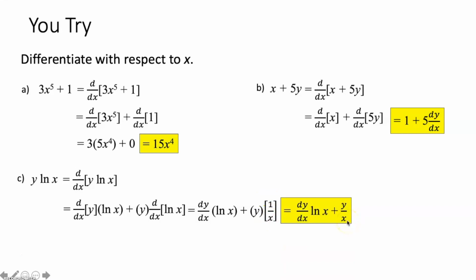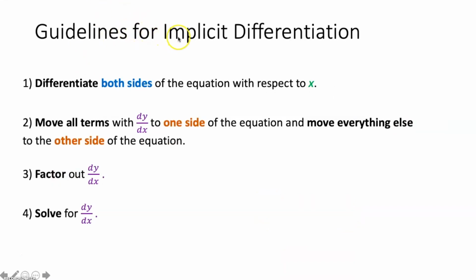And you're done. Now let's quickly go over the guidelines for implicit differentiation. The whole point of implicit differentiation is because for some equations, it's super hard to solve for y, or it's not even possible to solve for y and get y by itself.